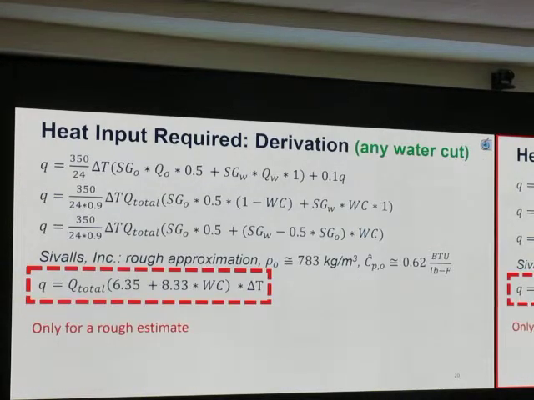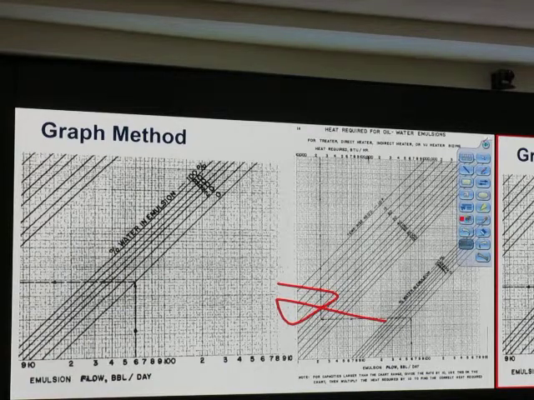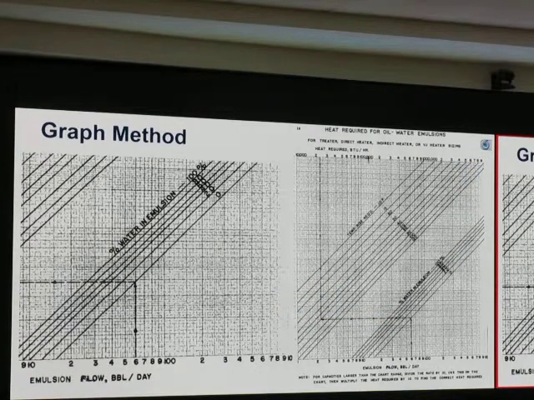Okay? Alright, this is the proof that that equation gives the same thing that the chart gives us. And this whole thing that we do tells us BTU per hour.